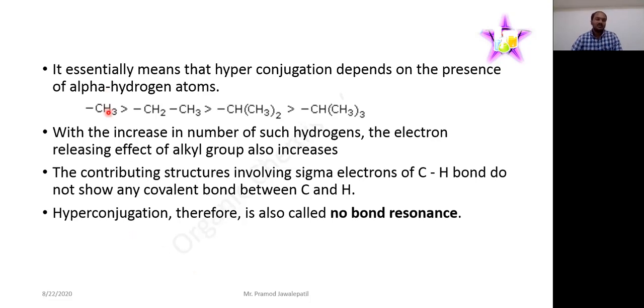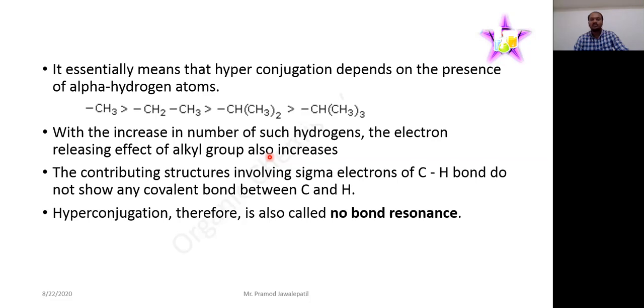See friends, in the methyl group there are three carbon-hydrogen sigma bonds whose electrons are present. That's why the methyl group is higher in priority than ethyl. As one hydrogen is replaced by an alkyl group, the reactivity keeps decreasing. Friends, with an increase in the number of such hydrogens, the electron releasing effect of the alkyl group also increases.